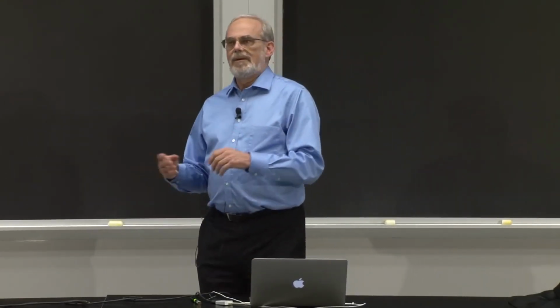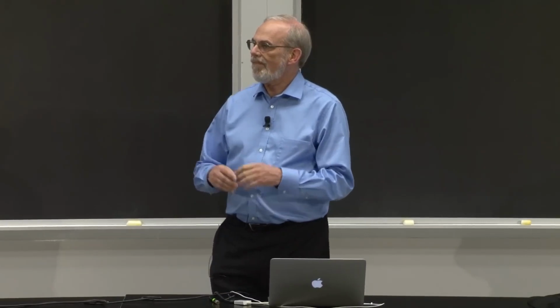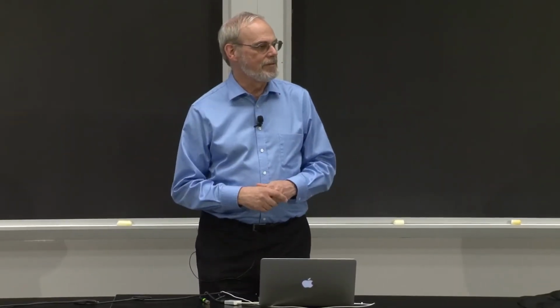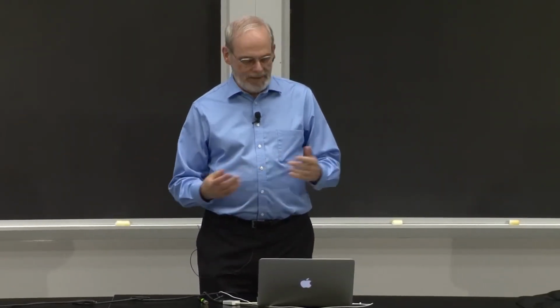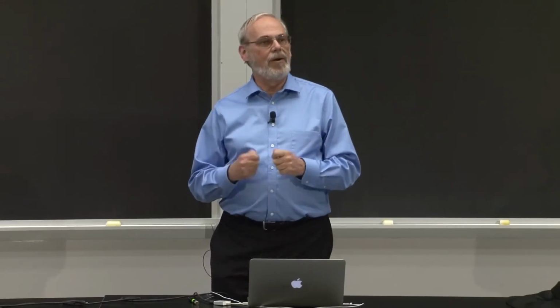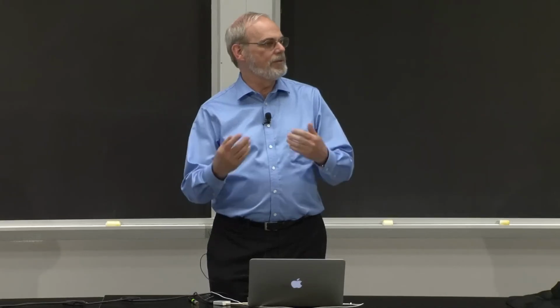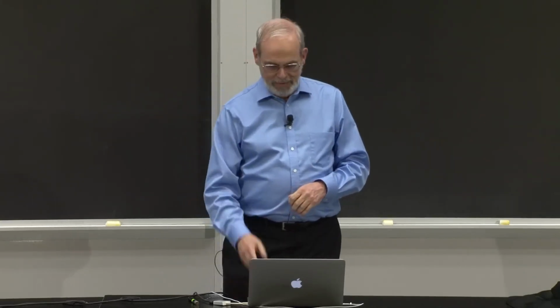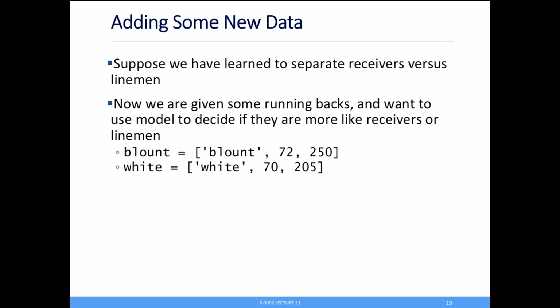Now suppose I add in some new data. I want to label new instances. Now these are actually players of a different position. These are running backs. But I say all I know about is receivers and linemen. I get these two new data points. I'd like to know, are they more likely to be a receiver or a lineman? And there's the data for these two gentlemen.